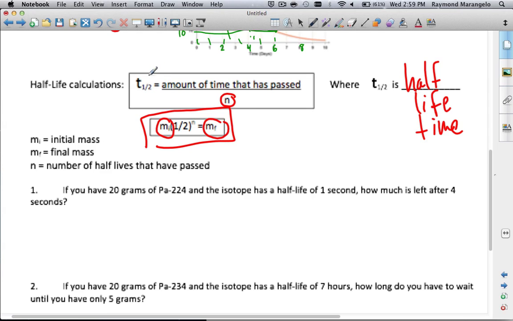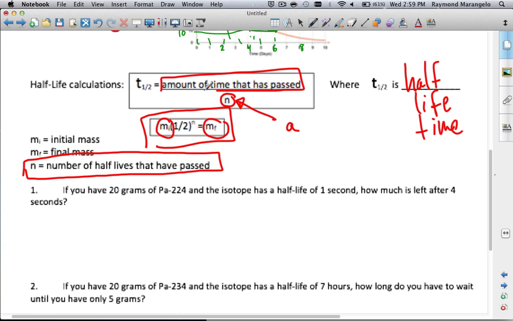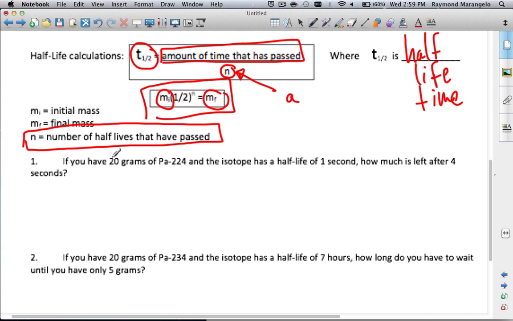Sorry, let me just reiterate this. N is your number of half-lives passed, okay? And then the amount of time that has passed, and then that's going to be equal to your half-life time. All right, and then let's go down here.